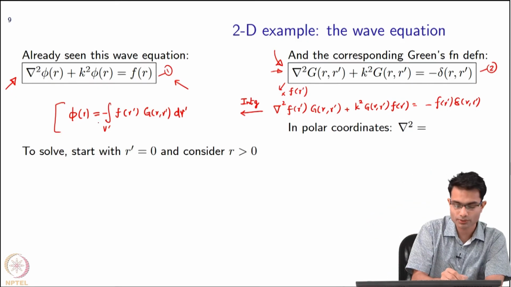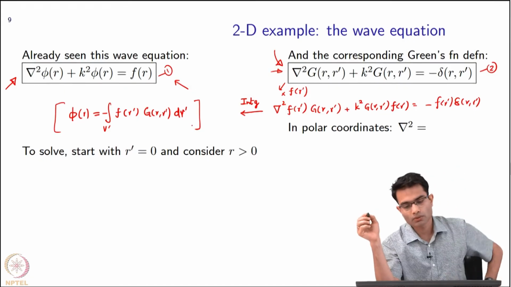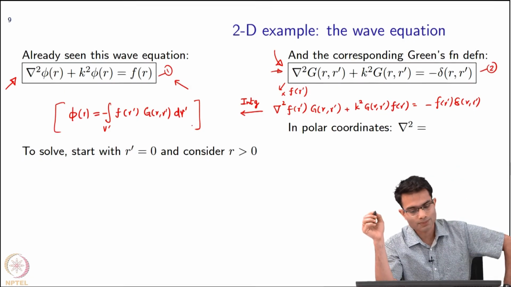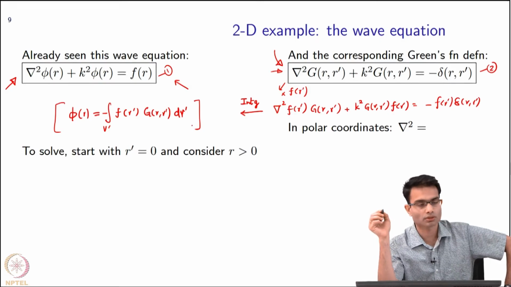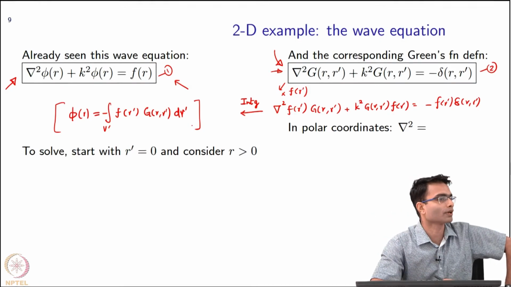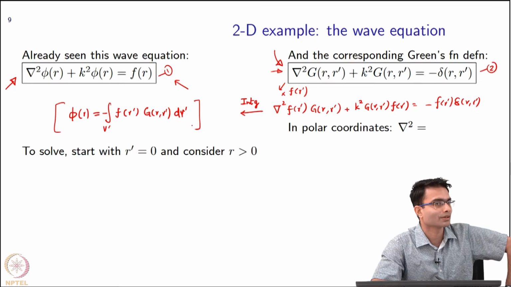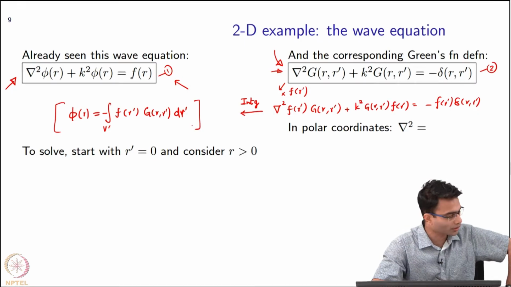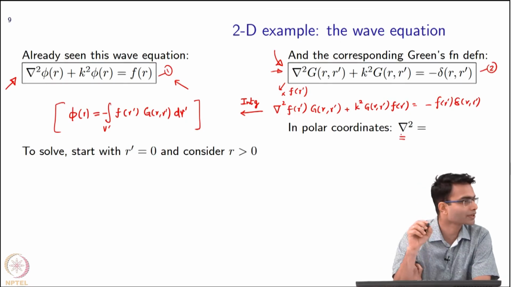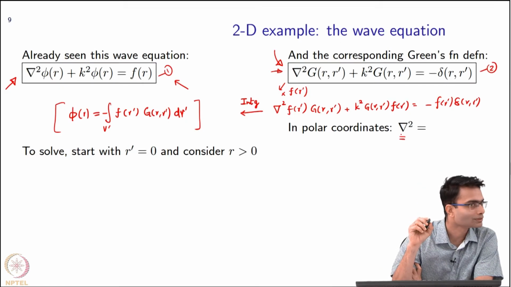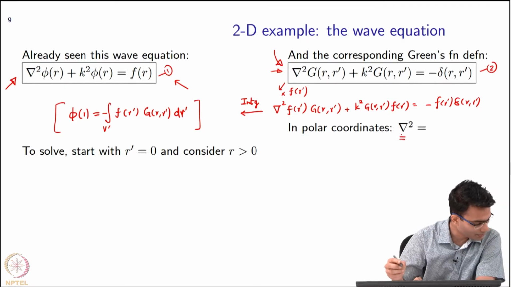So, this is the solution, okay. Now, before we get into solving this, what do you think is the most intuitive coordinate system to solve this problem? Polar coordinates, right. So, in polar coordinates, what will we write for the del squared operator? Does anyone remember? Right, no one usually remembers it. So, we will just write it down.